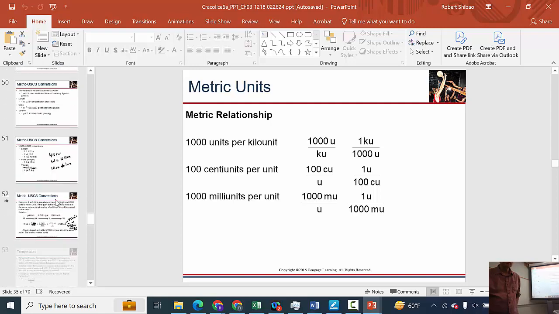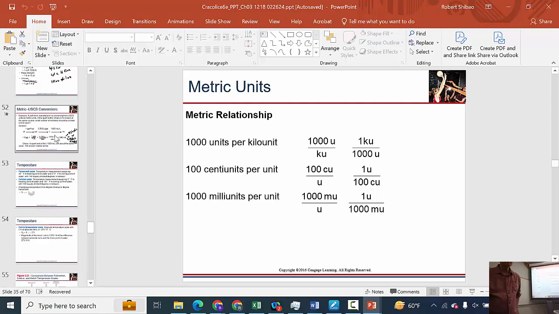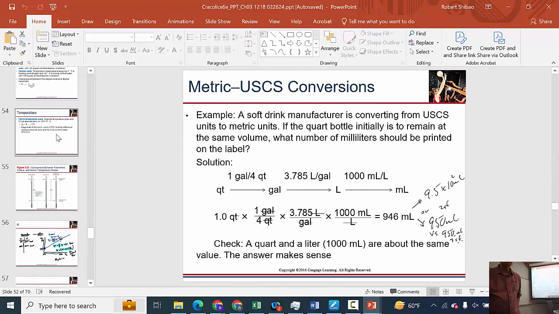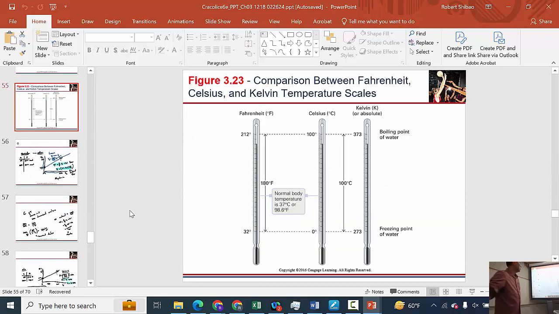And so most of the problems are going to be straight dimensional analysis, like the temperature change. It doesn't matter where you start or end. If it's a 100 degree Celsius temperature change, it's going to be a 180 Fahrenheit change. So for every degree Celsius, we have 1.8 degrees Fahrenheit.